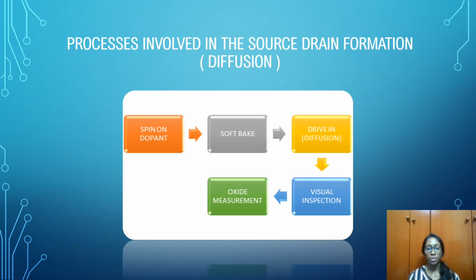Now we can see a simplified diagram of the processes involved in the source drain formation. First off, we have the spin-on dopant, and next we have the soft bake process. Next is the drive-in or diffusion process. Fourthly comes the visual inspection, and lastly is the oxide measurement. We will be discussing each of these processes briefly in the next slides.